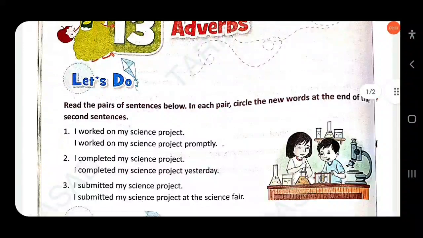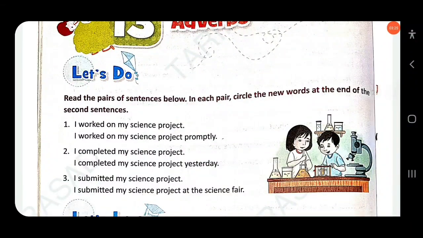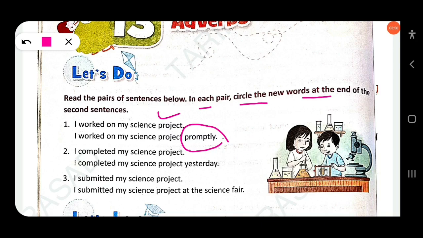So let's start this chapter. Read the pairs of sentences below. In each pair, circle the new words at the end of the second sentence. I worked on my science project. I worked on my science project promptly. You just have to find the new word in the second sentence.